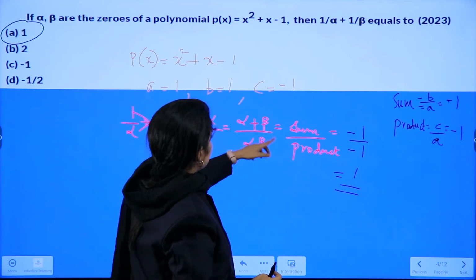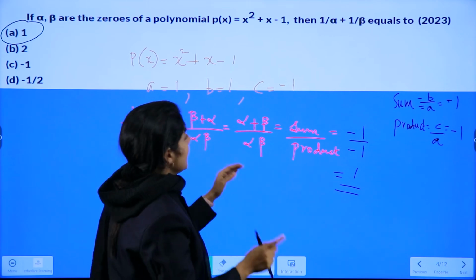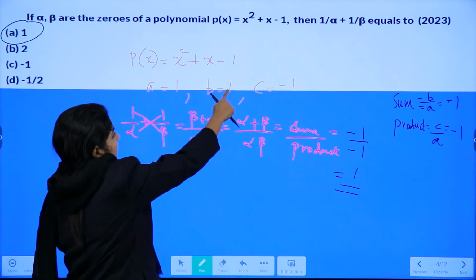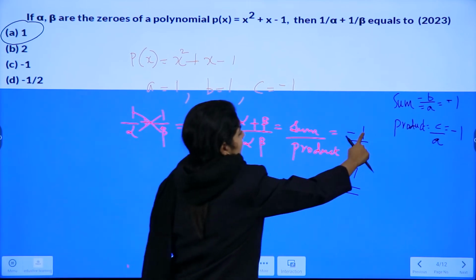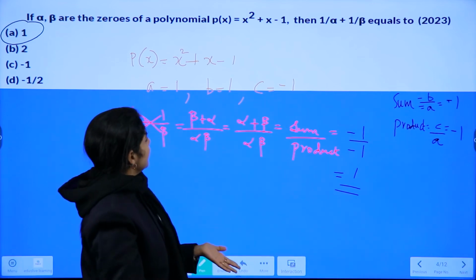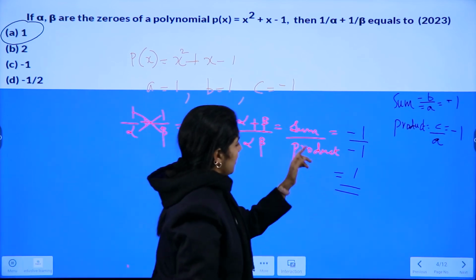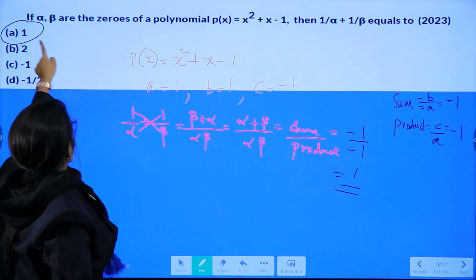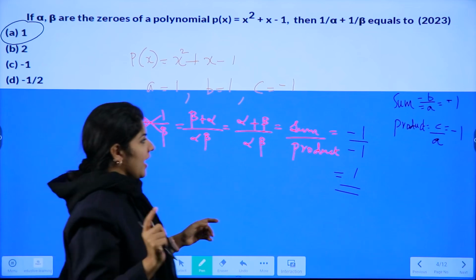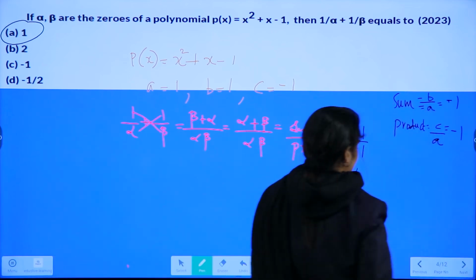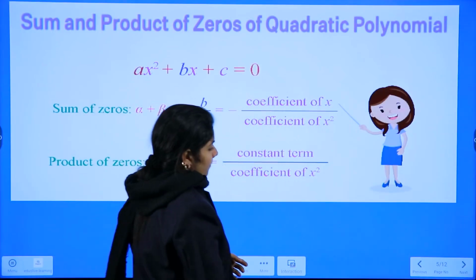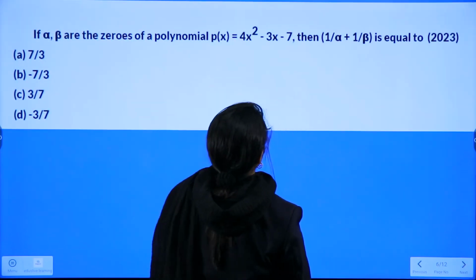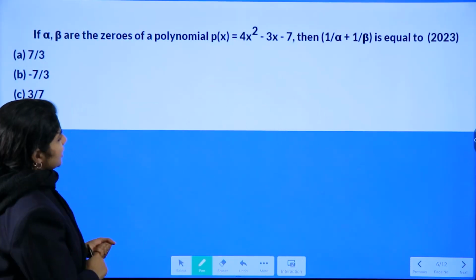So alpha plus beta means it is the sum, which is given by minus b by a, minus 1 by 1, which is minus 1, and product is equal to c by a, which is minus 1. So minus 1 by minus 1, the answer is positive 1, and the correct option is the first one, A, 1. Okay. We will do one more question.